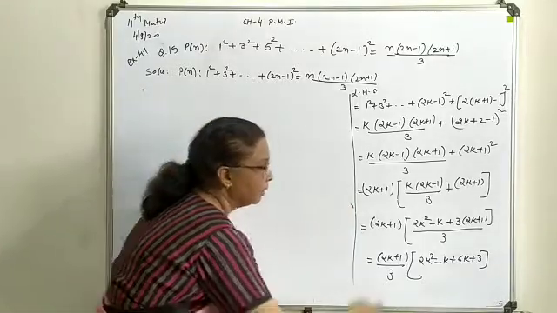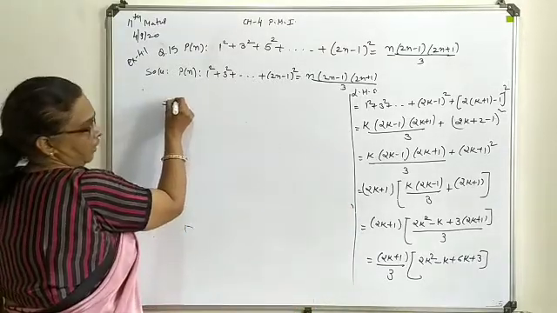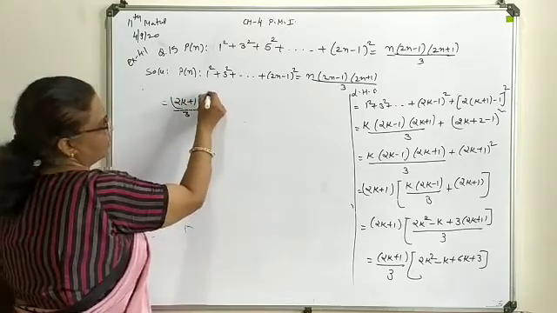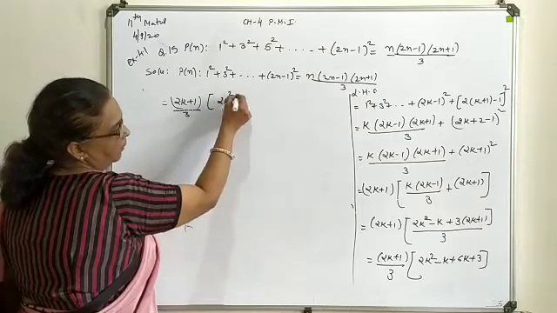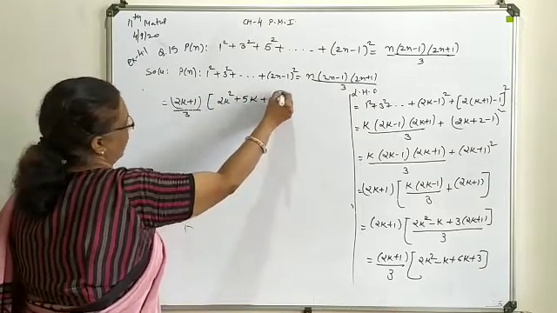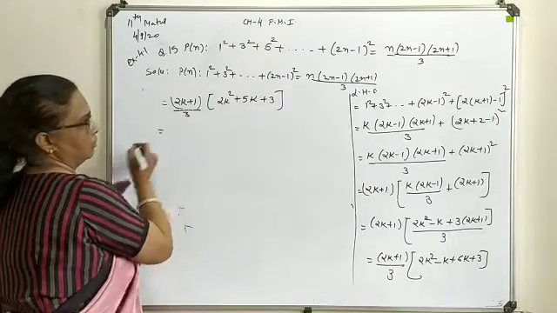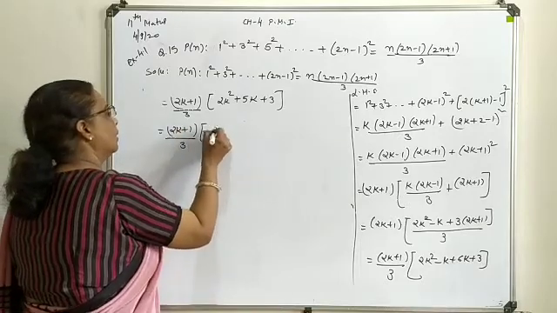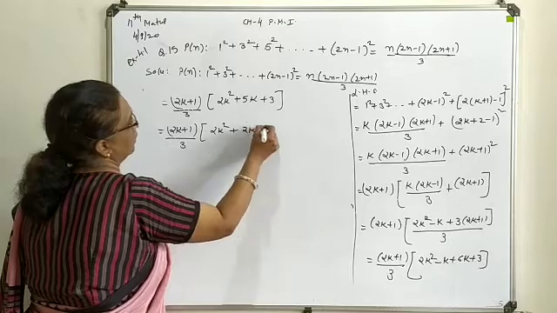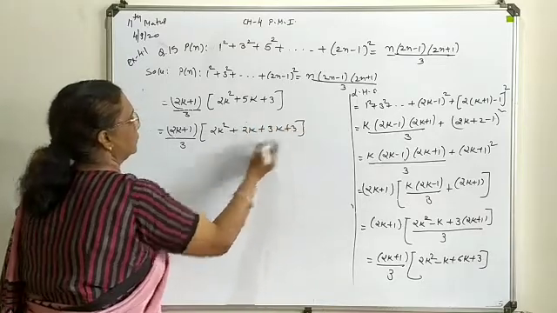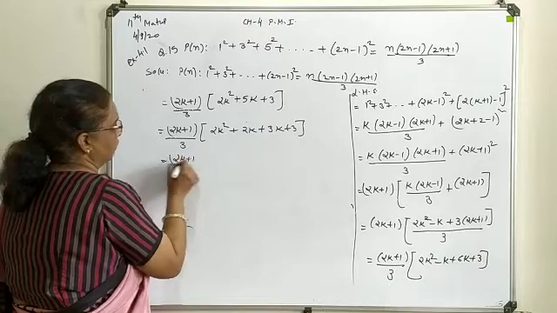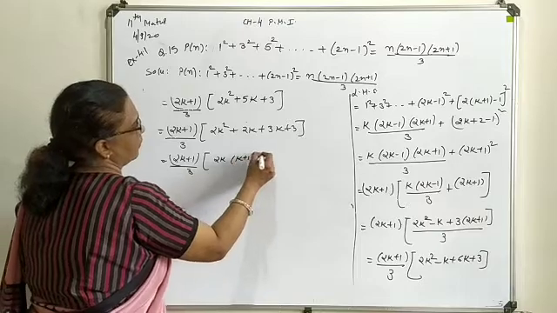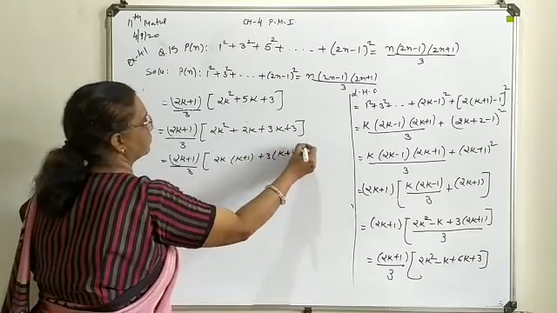Now let's combine the terms. Here it is (2k plus 1) upon 3. This is giving you 2k square plus 5k plus 3. Its factorization is possible easily, so go for that: 2k square plus 2k plus 3k plus 3, into (2k plus 1) upon 3. This is 2k common, k plus 1, plus 3 common, k plus 1.